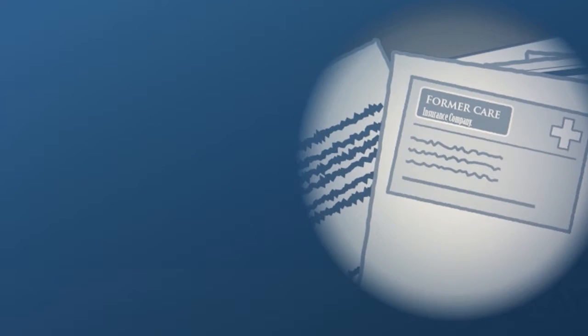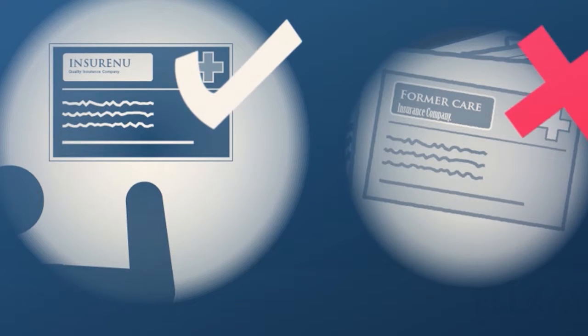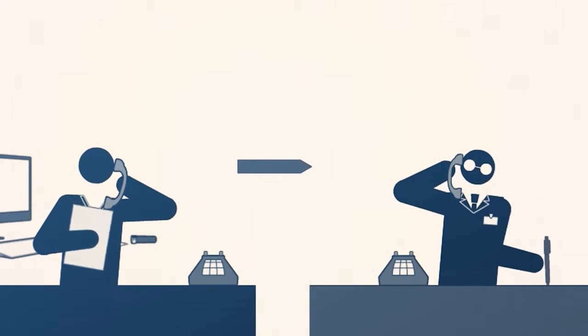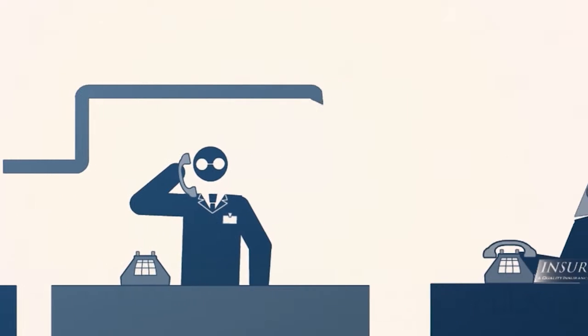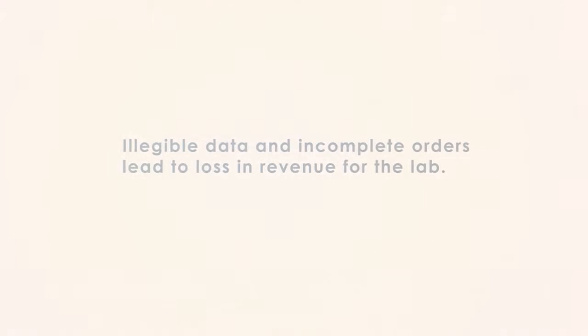After going back and forth a few times, eventually the lab staff finds out that the assisting nurse used the old insurance information from the chart. The clinic office staff relays the correct data over the phone to the laboratory billing company, who then resubmits the claim to the correct insurance company and hopes the new claim will go through. Illegible data and incomplete orders lead to loss in revenue for the lab.